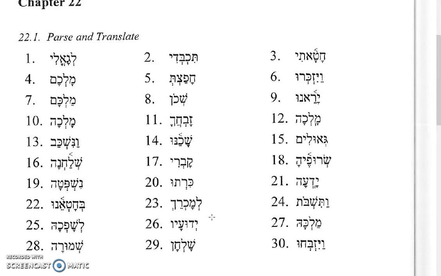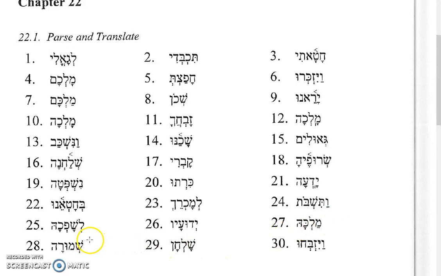vatishbot, vav consecutive plus a Qal imperfect, either third feminine singular or second masculine singular, since you have both of those options on the imperfect, or in this case preterite form. And so it would be either and she rested, or and you masculine singular rested.